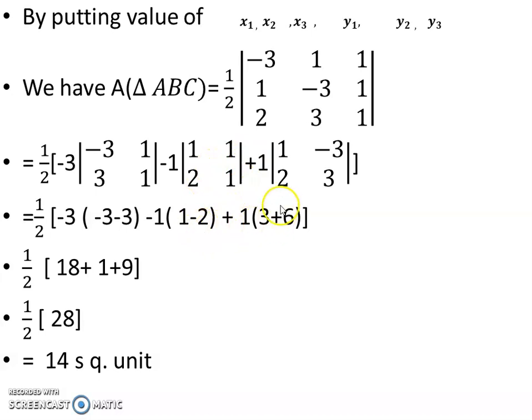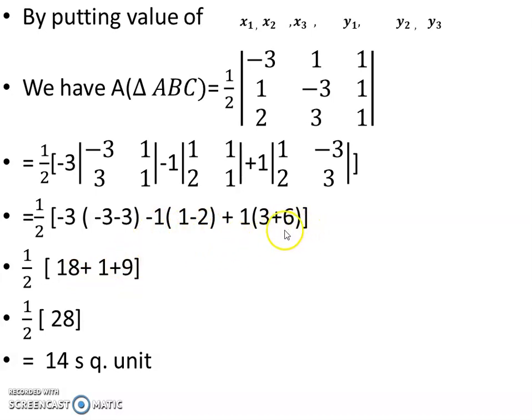Minus middle same. Plus 1 remains the same. 3 into 1 is 3, and 2 into minus 3 is minus, plus 6. So simplifying, let us try. Minus 3 minus 3, what is it? Obviously minus 6. Minus 3, 6 into minus 3 is 18. 1 minus 2 is minus 1, minus minus plus 1.